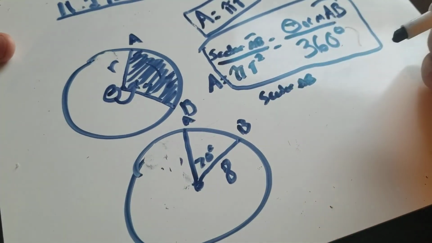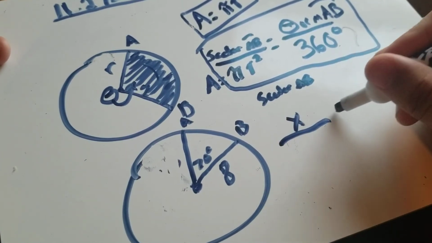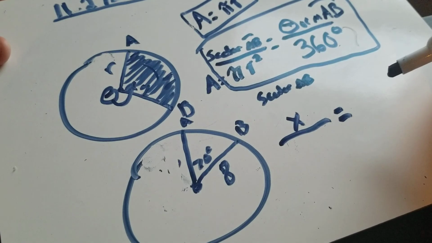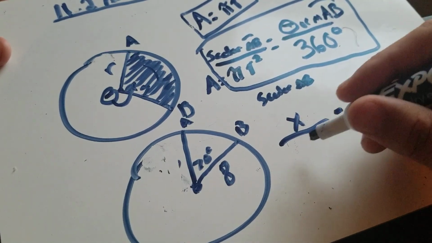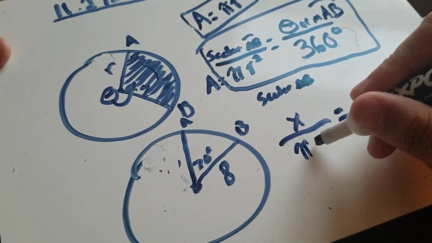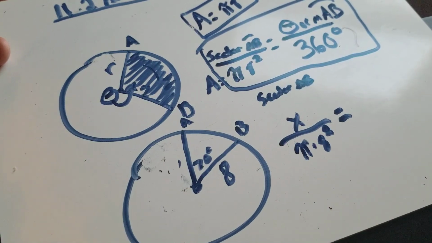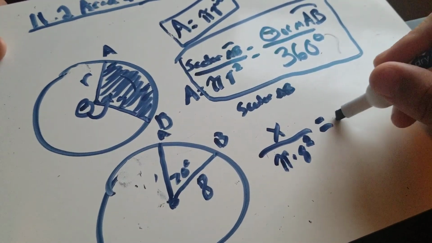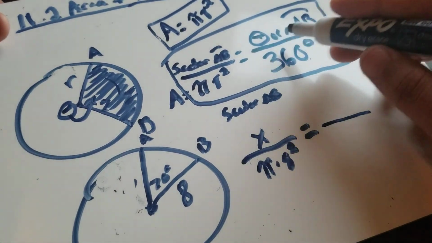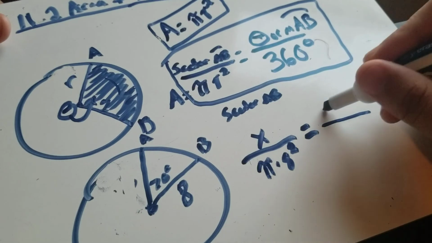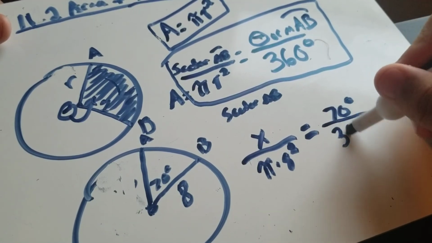Now we're looking for sector AB, so that is my variable right there. I could call that X or whatever you want. So I'm looking for sector AB. Right here, I'm going to need the whole area. To find the whole area, I could do pi times 8 squared. I know the radius is 8, so I could plug in 8 for that. Over, on the top, the angle. So what's the angle here? Well, that's 70 degrees. So that's 70 degrees out of the total circle, which is 360 degrees.